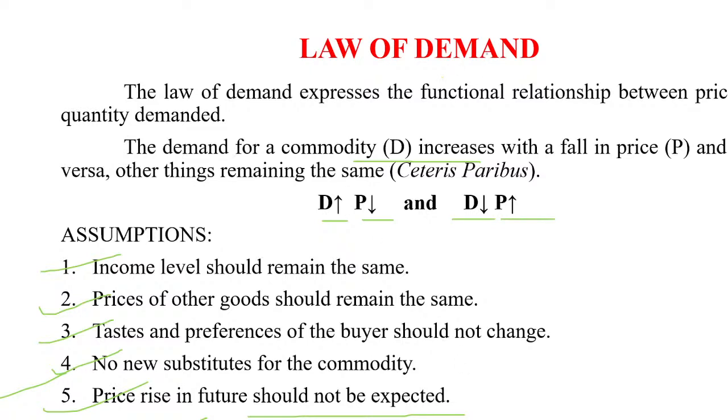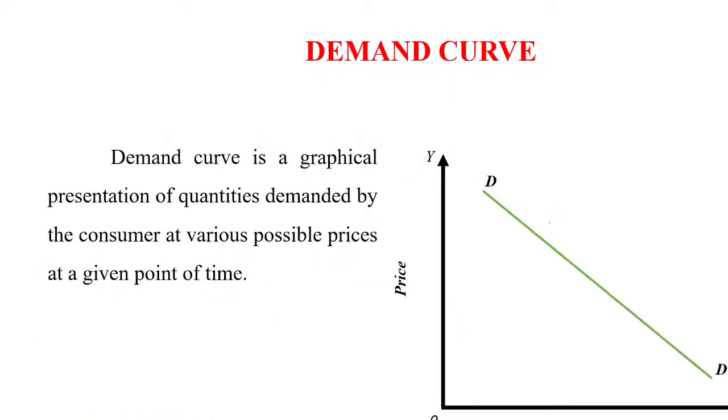So I'm sure the law of demand concept is clear to everyone. Now we come to the demand curve. Demand curve is a graphical presentation of quantities demanded by the consumer at various possible prices at a given point of time. You can see here the demand curve would always be sloping downward from left to right. Why? Because there is an inverse relationship between price and quantity.